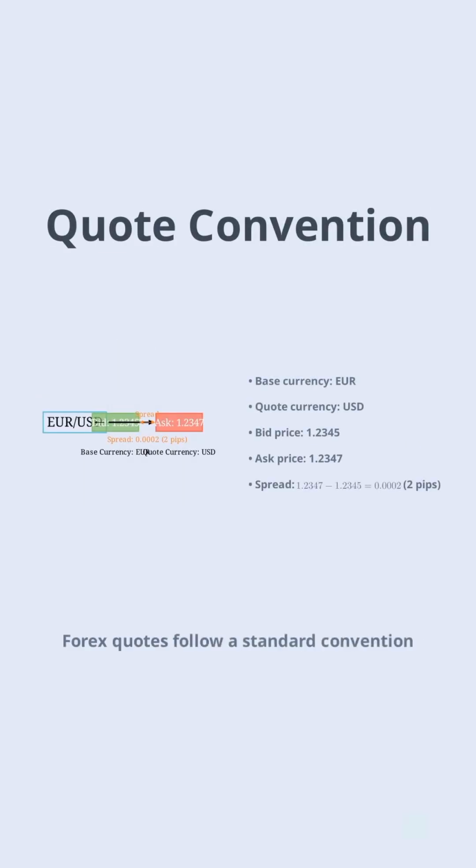Forex quotes follow a standard convention: base currency/quote currency equals bid/ask. For example, if EUR/USD is quoted as 1.2345/47, EUR is the base, USD is the quote, 1.2345 is the bid, and 1.2347 is the ask. The spread here is 0.0002 or 2 pips. Knowing this format makes it much easier to read and interpret Forex quotes, ensuring you always know what you're looking at.